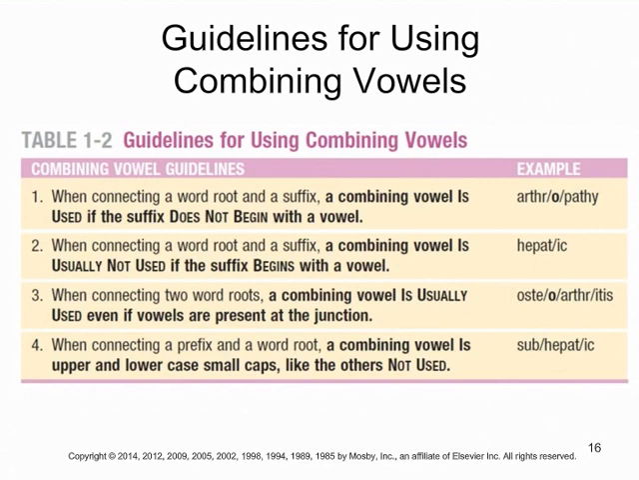And lastly, for rule number 4, we do not use a combining vowel when we put a prefix with a word root. So regardless of whether the word root starts with a vowel or not, anytime we join a prefix with that word root, we don't use a combining vowel. So for example, subhepatic. Sub is the prefix, hepat is the word root. We do not use a combining vowel.